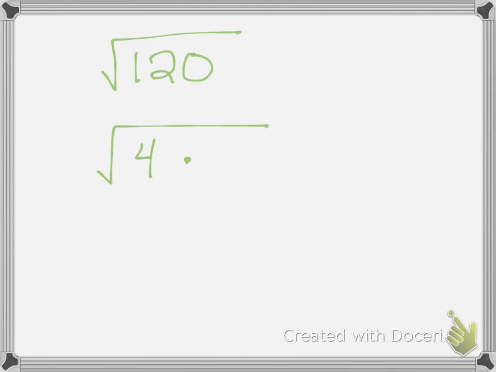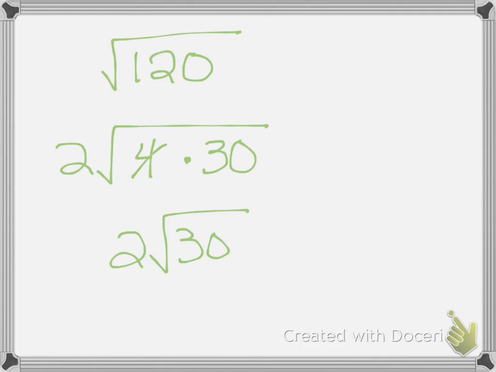So, there we go. 4 times 30. Okay, so we're going to square root the 4 and pull out the 2. That gives me 2 radical 30. Now we got to think about 30. How about 4? Does 4 work with 30? No. Okay, what's some other square roots we like?